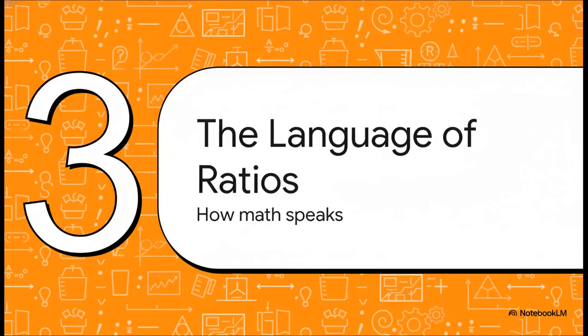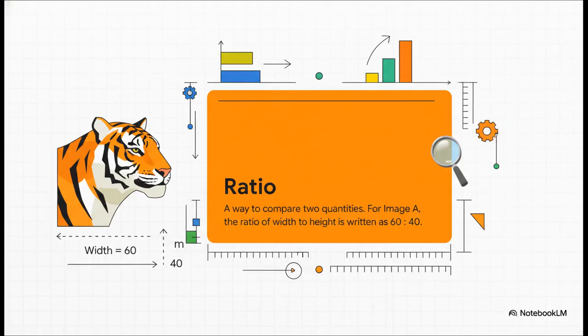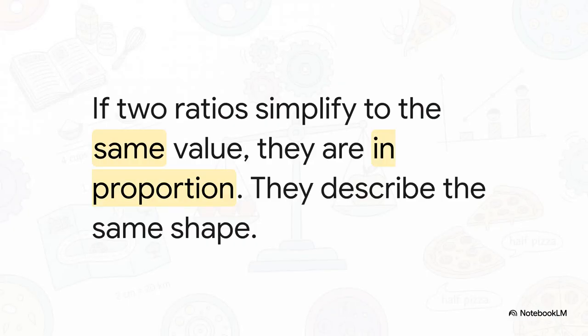Okay, so how do mathematicians actually talk about this stuff? They have a really neat and tidy way to describe these relationships. Let's get into the language of ratios. They use something called a ratio. A ratio is just a way to compare two quantities. Super simple. So for our good tiger picture, the ratio of the width to the height is just 60 to 40. We write it with a colon in between. 60 colon 40.